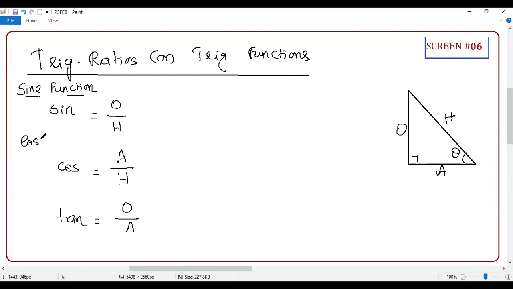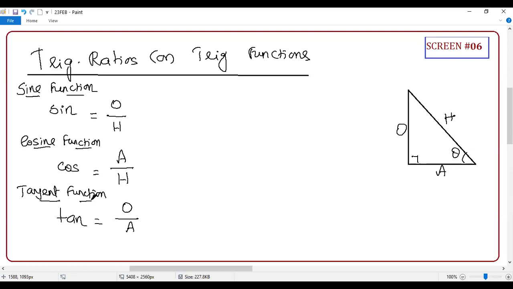And this is called the cosine function. What is that? Cosine function. And this is called the tangent function. Guys, these names are not given randomly. There are so many reasons behind the names, but we are not going to discuss them much.